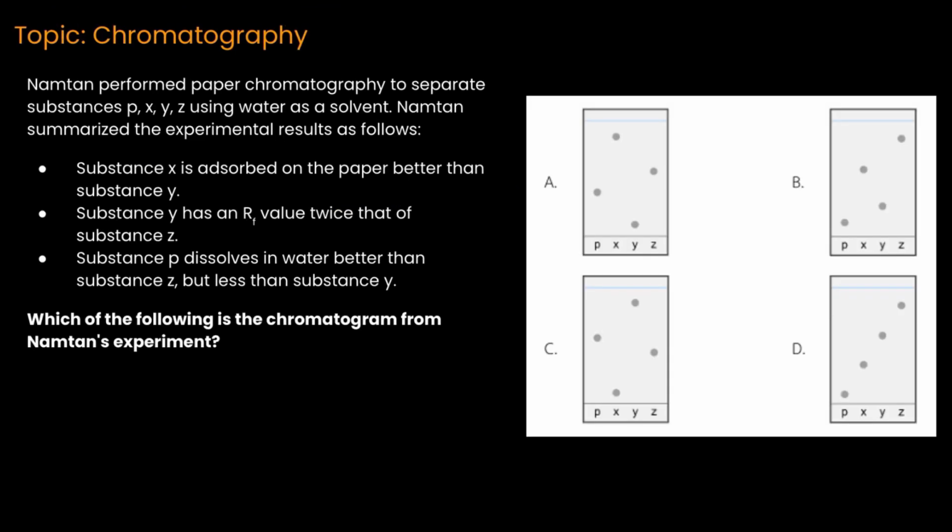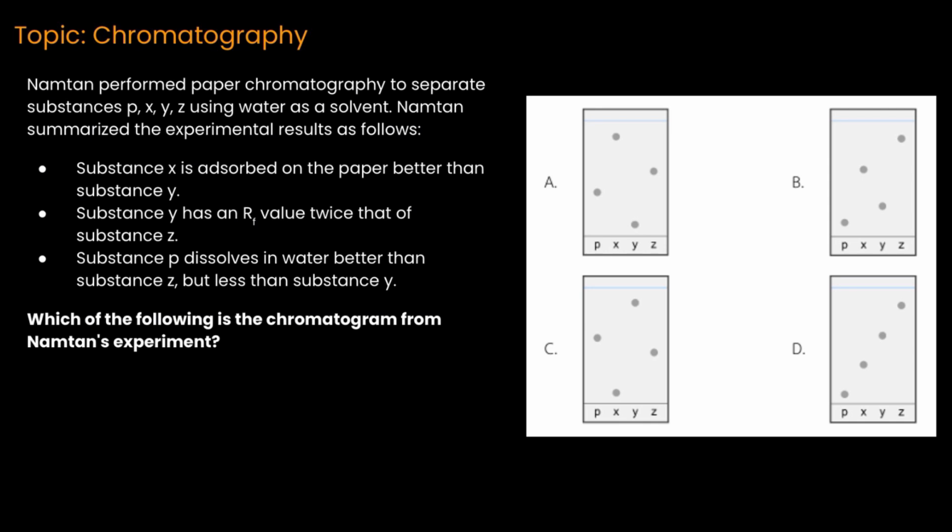So this next problem is also about chromatography. Namtan performed paper chromatography to separate substances P, X, Y, and Z using water as a solvent. Namtan summarized the experimental results as follows. Substance X is adsorbed on the paper better than substance Y. Substance Y has an RF value twice that of substance Z. Substance P dissolves in water better than substance Z, but less than substance Y.